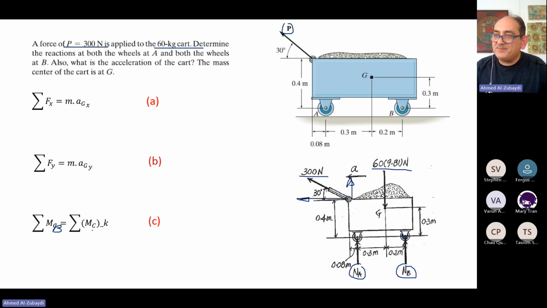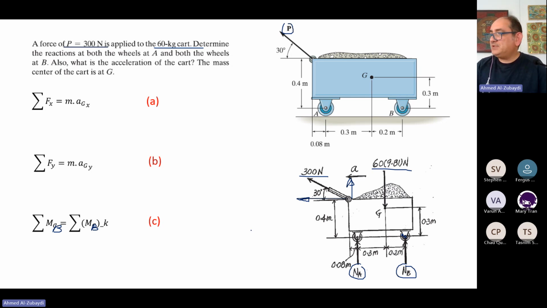Yeah, I can hear you. Sir, it's a very dumb question, but when you mean MB, MBK, do you mean the moment in the K axis? There's no dumb question. Around the point B, in the K axis, right?